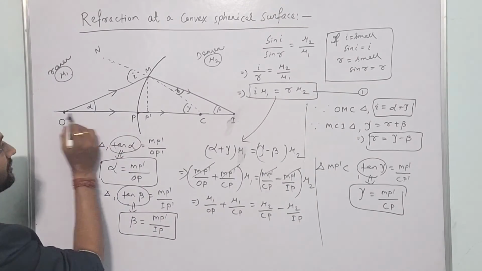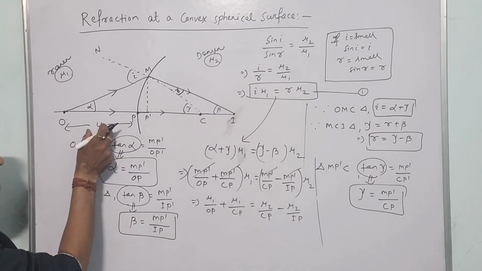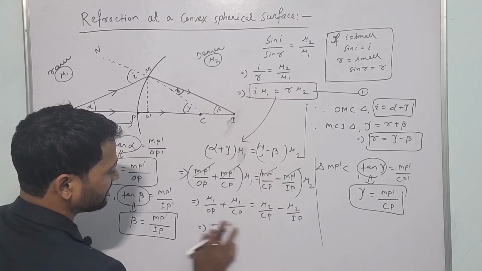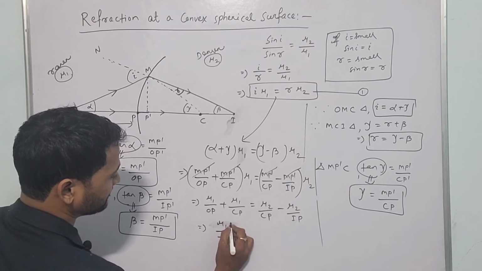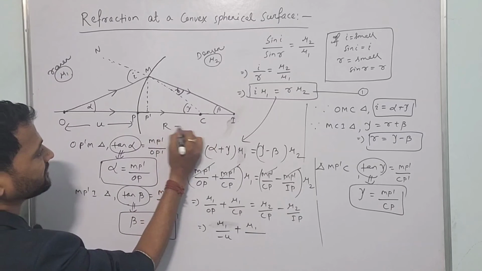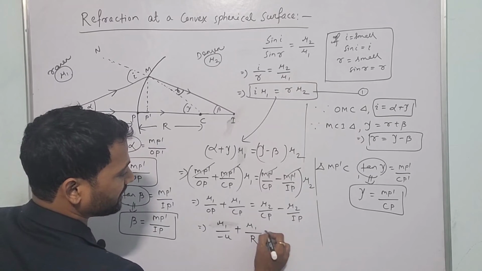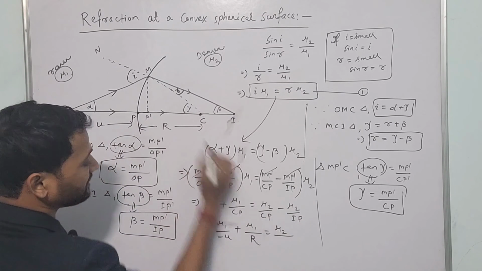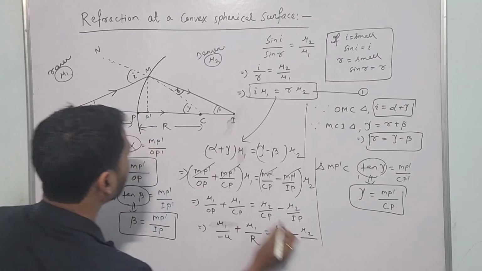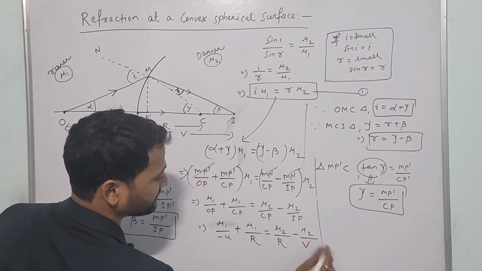Then what is OP? Object distance, which is U. As per the sign convention, it will be taken as minus. So mu1 upon minus U plus mu1 upon CP. CP is the radius of curvature, and as per the sign convention, R will be positive. So mu1 upon R will be equal to mu2 upon R minus mu2 upon IP. What is IP? That is image distance V. As per the sign convention, V will be positive.